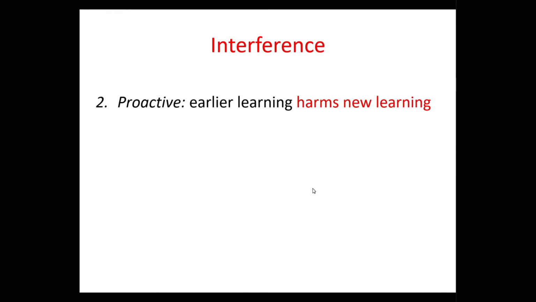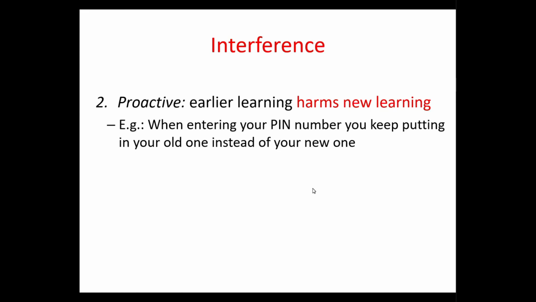So maybe you have overlearned your prior personal identification number so well that when you go to put in your new personal identification number, your fingers and your motor memory will put in your old one, or you'll remember your old one instead. Or maybe you learned an inferior way to do something, but even though you know better now, you still have some automatic tendency to revert to the first incorrect way you used to do things.